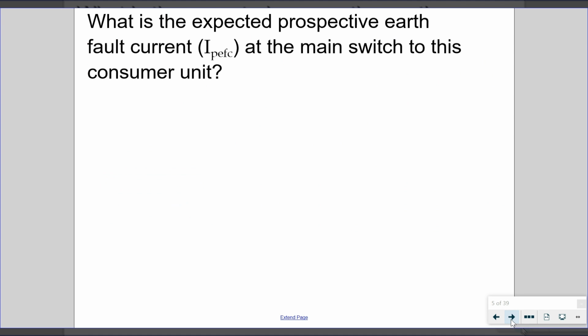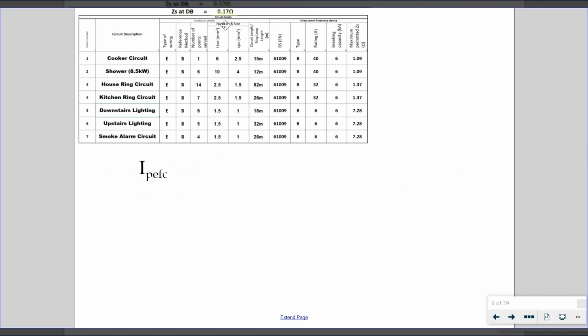A question that might be asked is, what's the expected prospective earth fault current at the main switch to this consumer unit? So looking at the circuit schedule, you'll see at the top it has a ZS at dB value. That ZS at dB, remember, is different from the ZE value. When we're carrying out a prospective earth fault current test, it's the ZS at dB value that we utilise for this. So we take our nominal voltage and we divide it by that ZS at dB in order to find out that earth fault current.